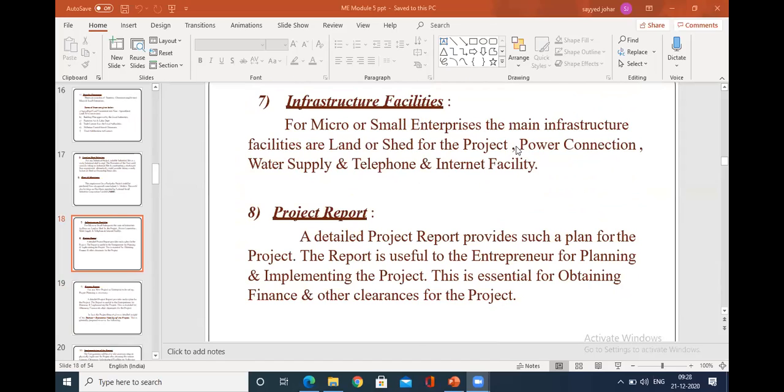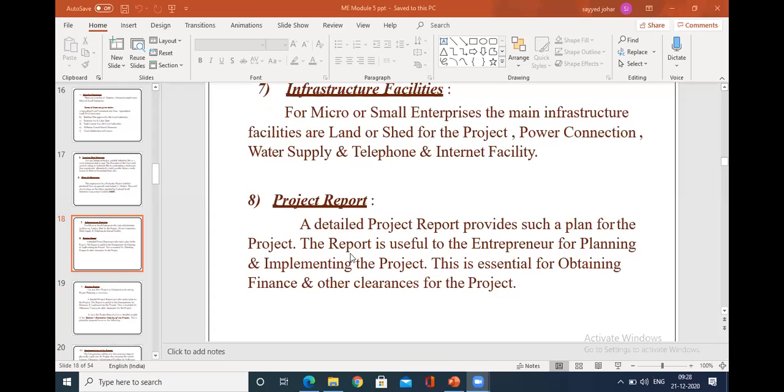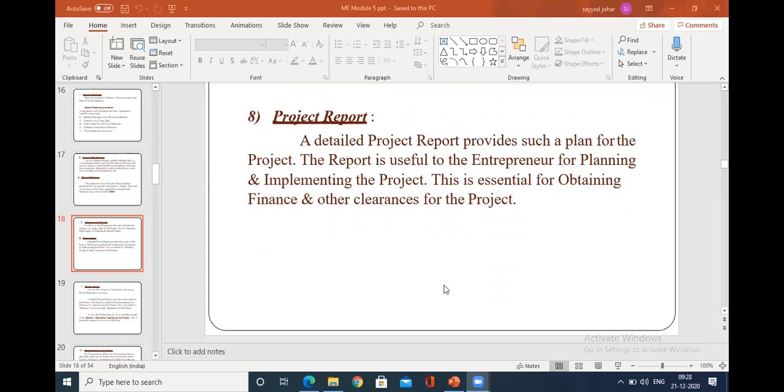The 7th is the infrastructure facilities. As you know, the main infrastructure are land and shed for the project. They should have a proper power connection and supply, water supply, telephone, and internet facilities. A detailed project report has to be provided. Usually the report is useful to the entrepreneur for planning and implementing the project.